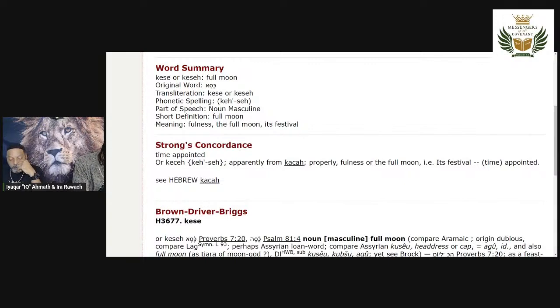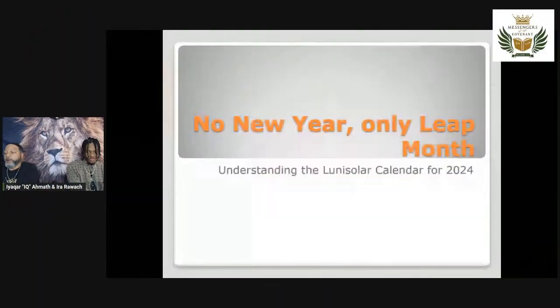Verse 4. For this was a statute for Israel, and a law of the God of Jacob. This he ordained in Joseph for a testimony, when he went out through the land of Egypt, where I heard a language that I understood not. Right. So getting into us leaving up out of Egypt, going to celebrate our Passover. All right. Let me get back over here. All right, so everybody's back to seeing the no new year, only leap month, right? All right, very good. All right, so now let's move on.